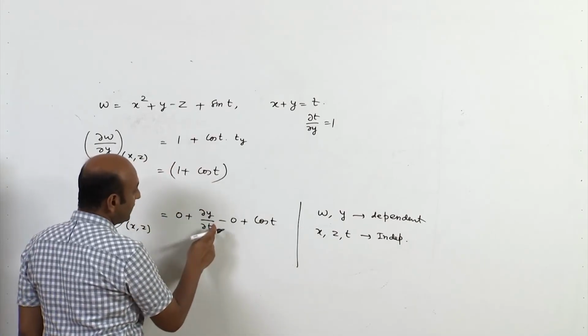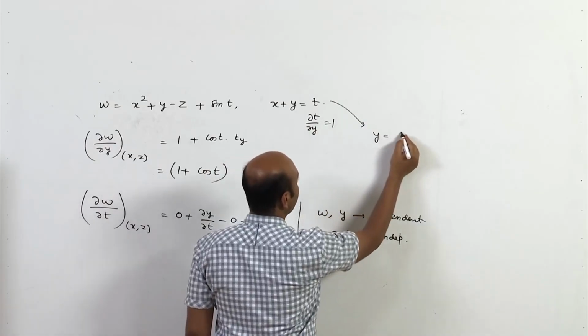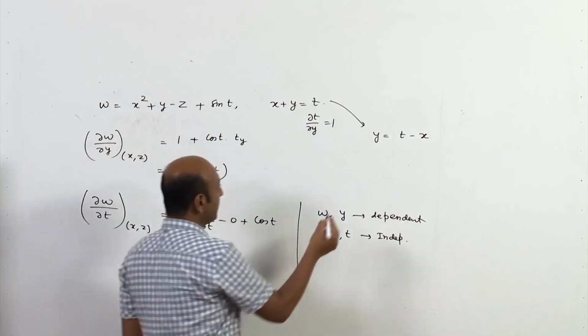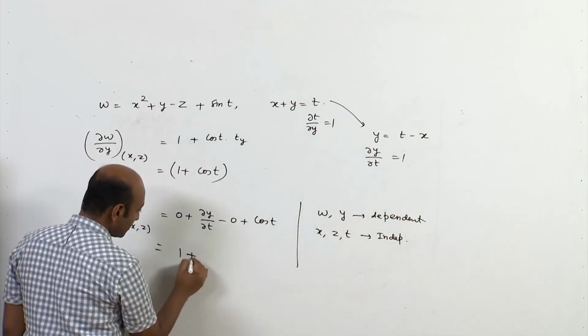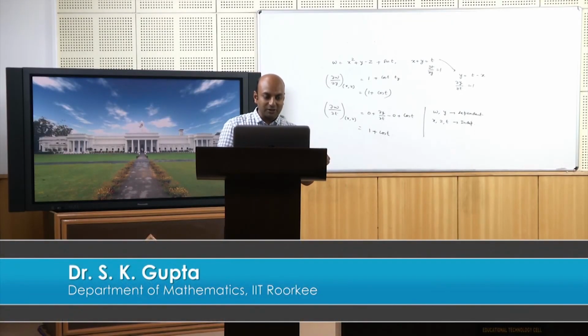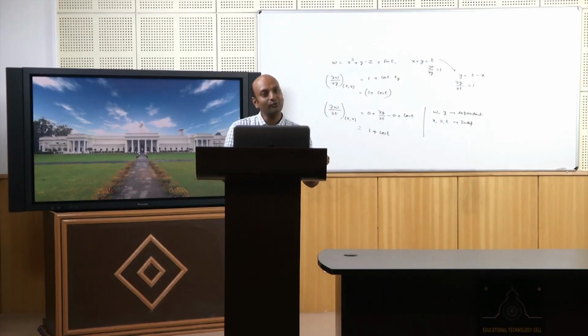Now, how can you compute del y by del t? From this expression you first write y in terms of independent variables. Then you compute del y by del t, which is 1. So, it is 1 plus cos t. In the same way we can solve all the parts of this problem, and similarly we can solve the next problem, which is del w by del y with x. That means we are treating x and y as independent and all the other variables as dependent variables, and similarly for the second part of the same problem. So, thank you very much.